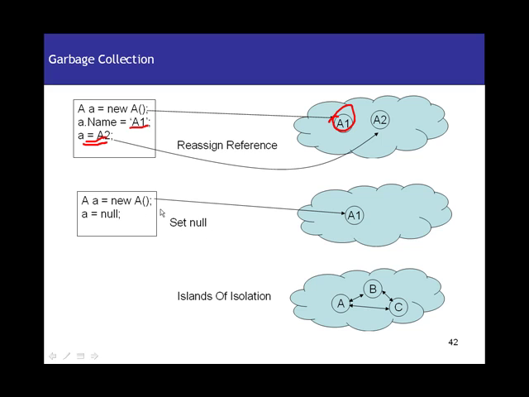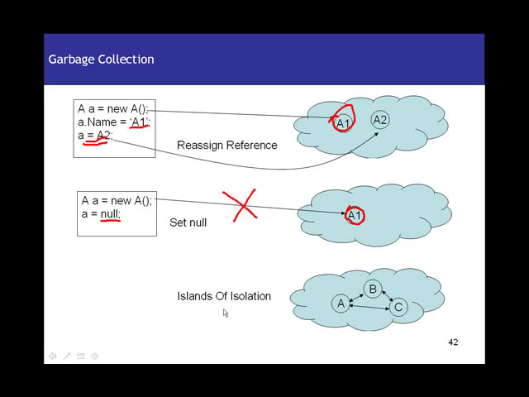Number 2. Here what we can do is assign that reference to null. This is similar to reassigning the reference, but we are not reassigning the reference to another object here, we are simply reassigning that reference to null. So this is the same case again. A was pointing to A1 earlier, but now since I have assigned it to null, there is no active reference to A1. So nobody can reach A1 now, and this is again eligible for garbage collection.